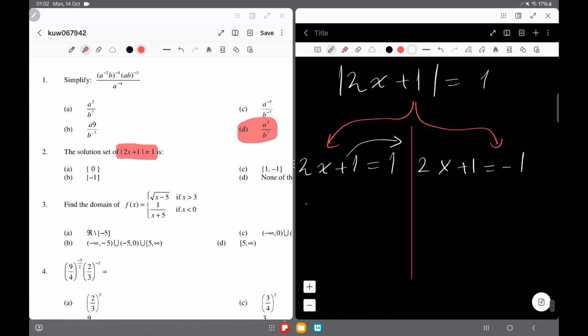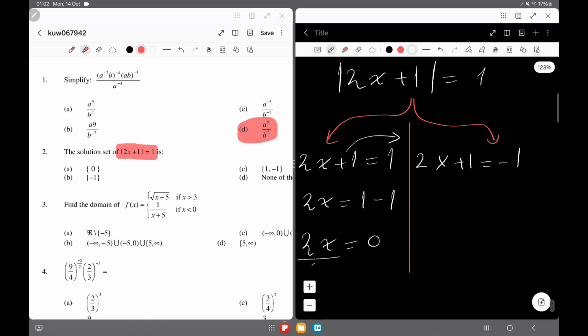So it's normal equation, we have to find out. Move this to other side. 2x equal 1 minus 1. 2x equal 1 minus 1, it's 0, right? So I need x alone. We have to divide both sides by 2. Cancel this with this. X equal 0 over 2, 0. This is the first solution.